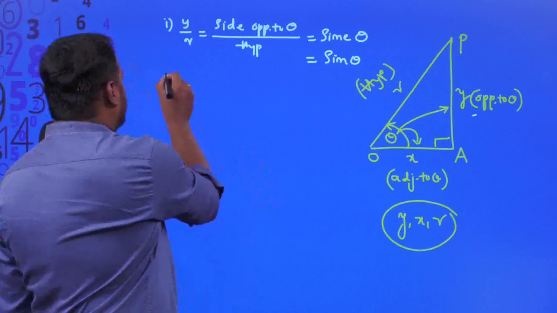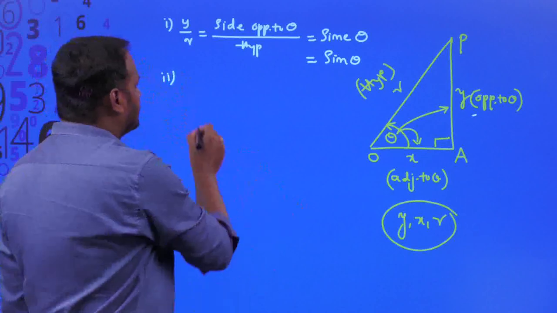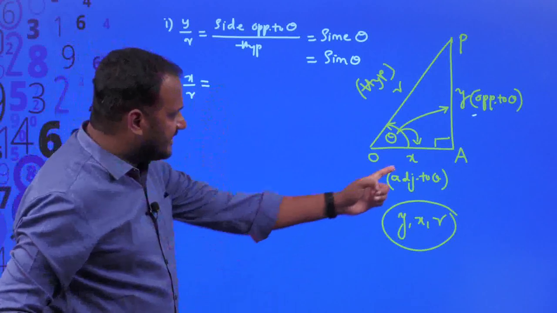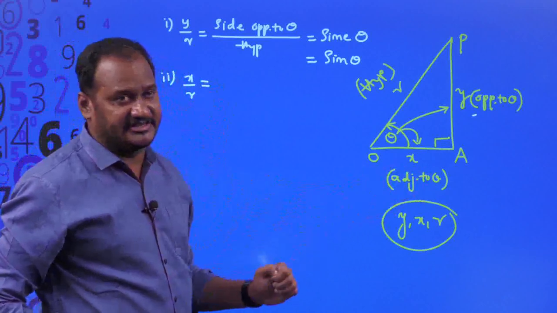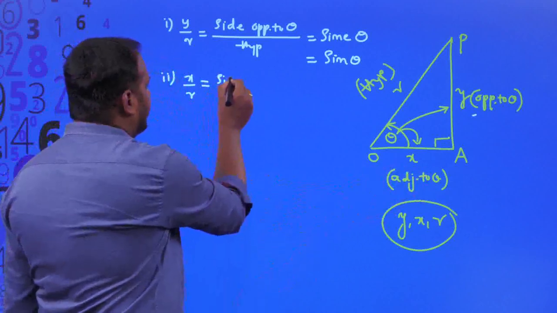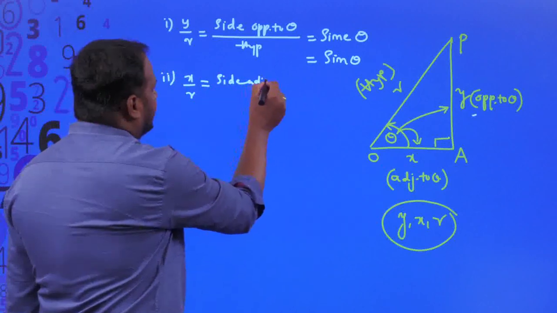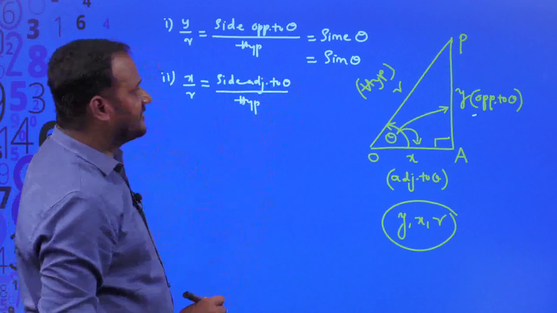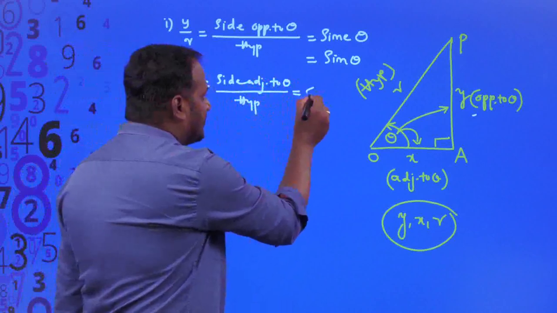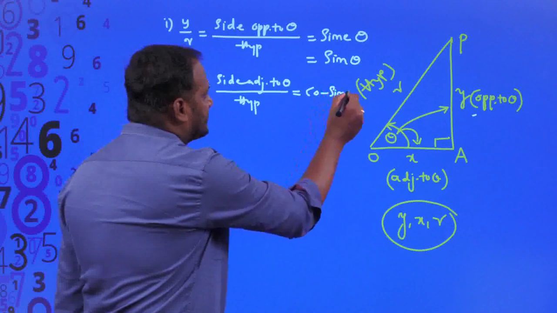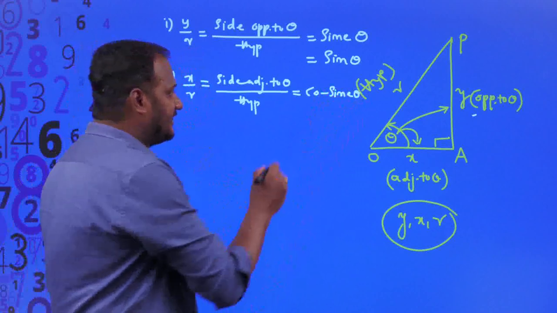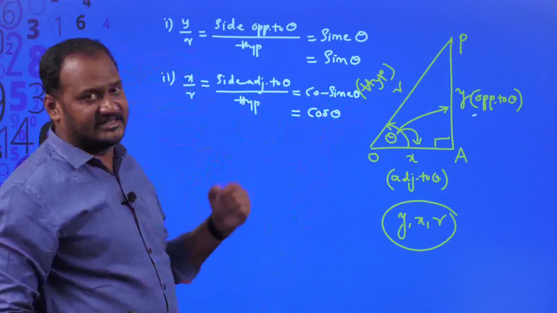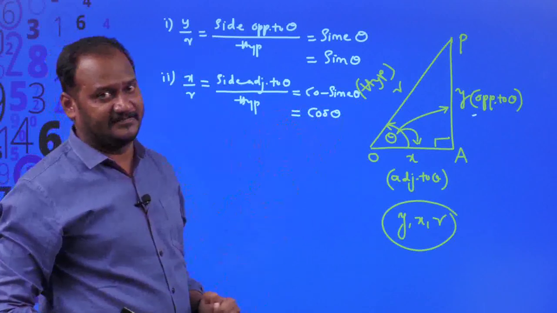Coming to the second ratio, it is the ratio between x and r, that is x by r. What exactly is x here? x is the side adjacent to theta, so x by r is side adjacent to theta divided by hypotenuse. Side adjacent to theta by hypotenuse is called cosine theta, and briefly you can write it as cos theta. The full form of cos theta is cosine theta, correct?